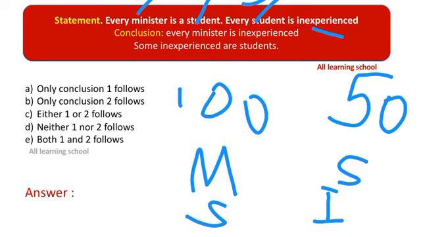Its expense is 100, its income is 100. And now inexperienced expense is 50, its income is also 50. So the first conclusion will be correct. Now look at the second conclusion.